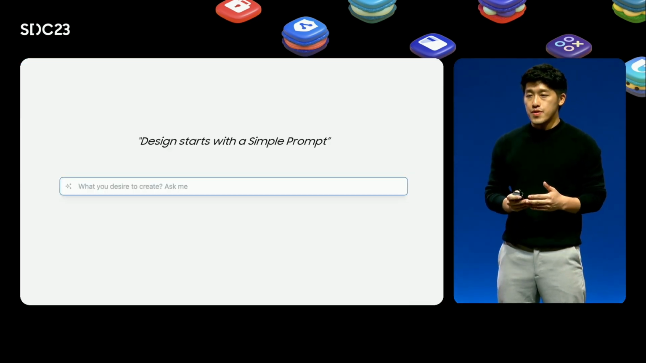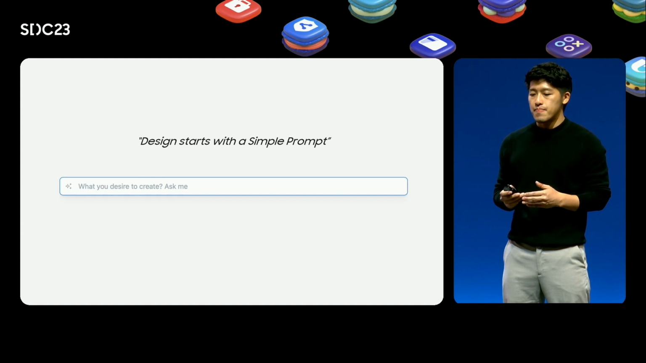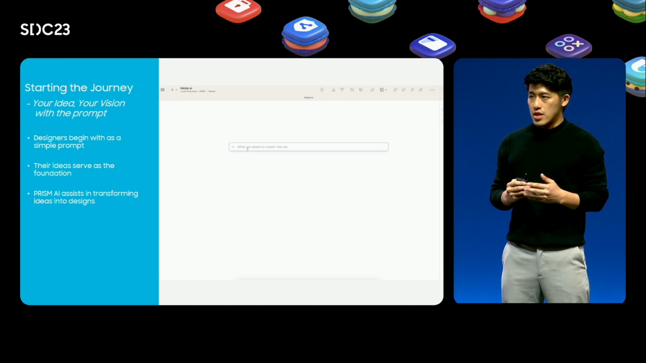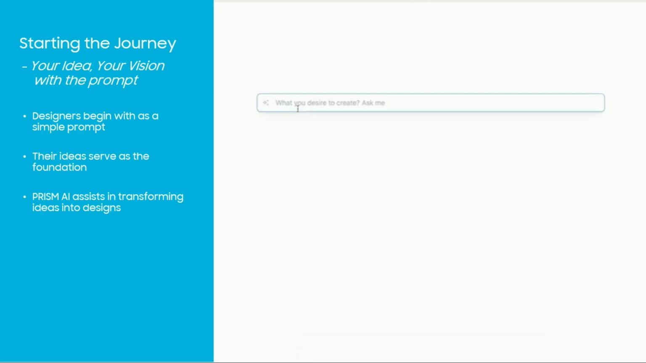Now our designers start their design journey with a simple prompt. Here is a designer who is beginning their journey. The designer opens the prompt and inputs their desire. In this case, the designer wants to create a page that contains a user account and a full interactive card. This outline serves as the design foundation. Now let's see how Prism AI takes this and transforms it into an inspiring design.